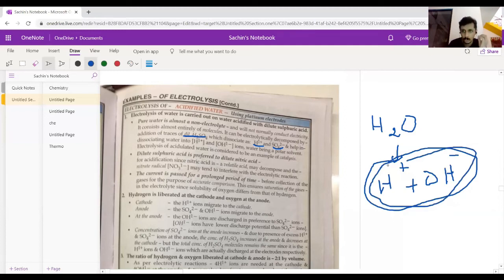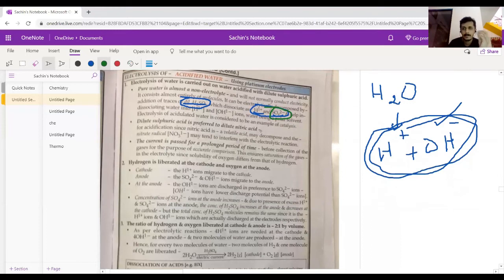Now think, in the solution we have 2 situations. One, H2O giving rise to H plus and OH minus, and the other, sulfuric acid giving rise to H plus and SO4 2 minus. We have one set of cation, which is H plus, in both cases, from water as well as from sulfuric acid. But there are 2 anions: one is OH minus, and another is SO4 2 minus. The cations are both similar. And now think what exactly happens.